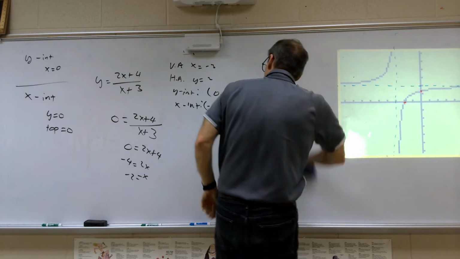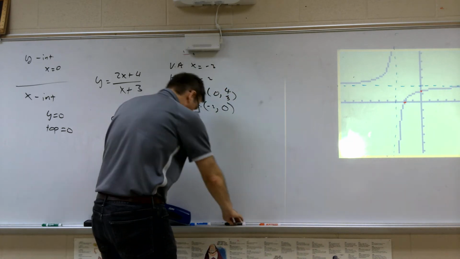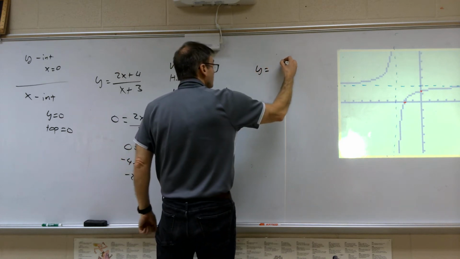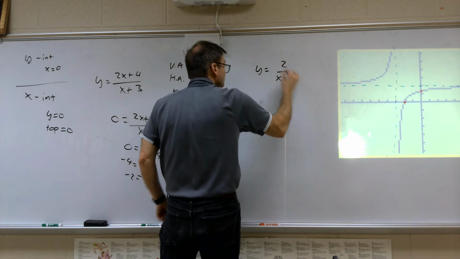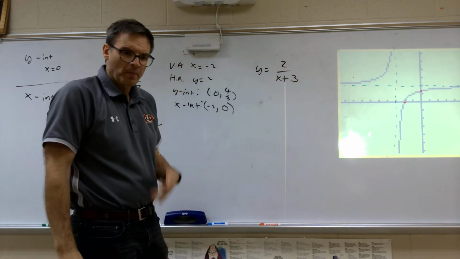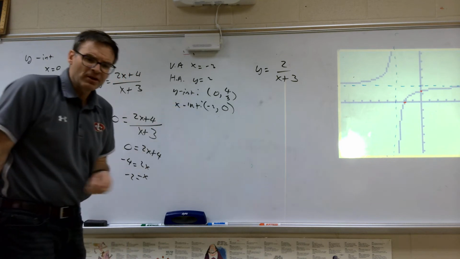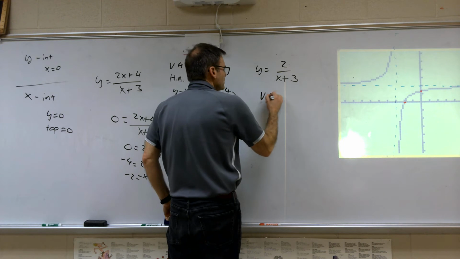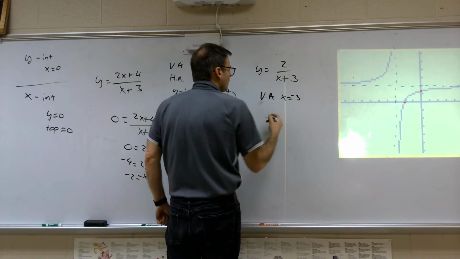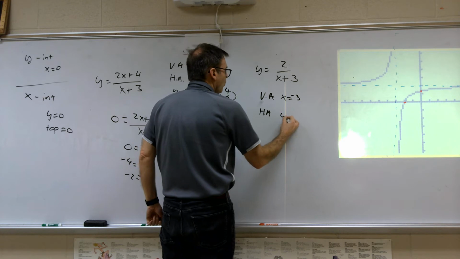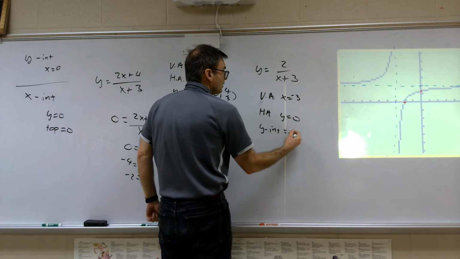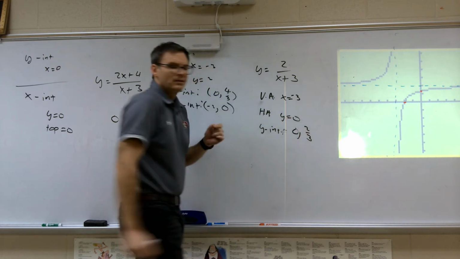Well, now let's look at the other example, the other problem that I gave you. The other problem I gave you was y is equal to 2 over x plus 3. We already talked about it having a vertical asymptote at x equals negative 3, and a horizontal asymptote at y is equal to 0. It had a y-intercept. We already had our y-intercept at the coordinate 0, 2/3.